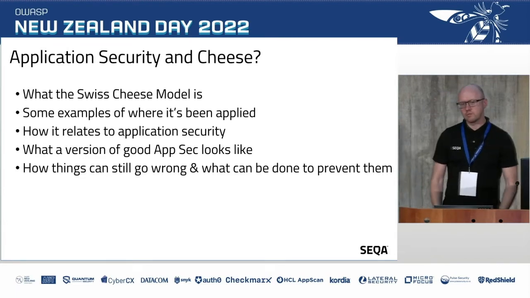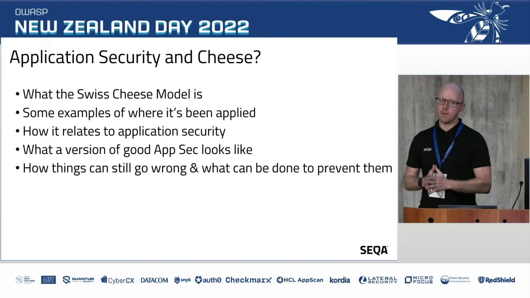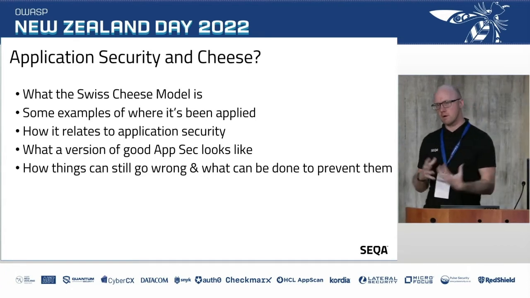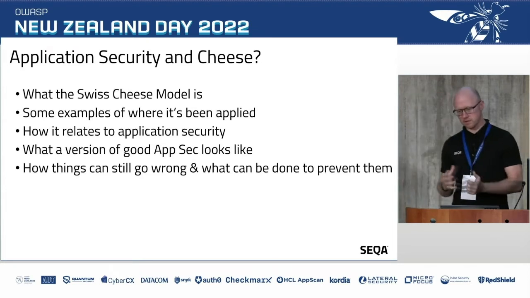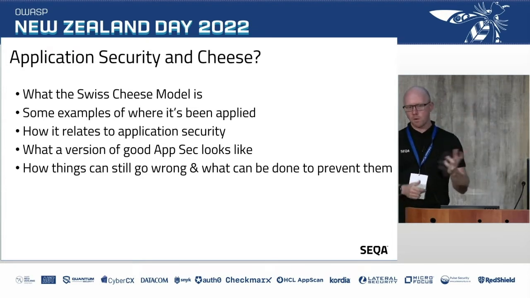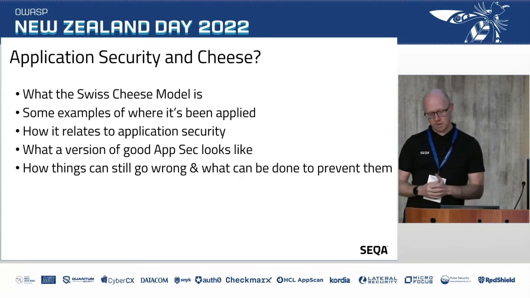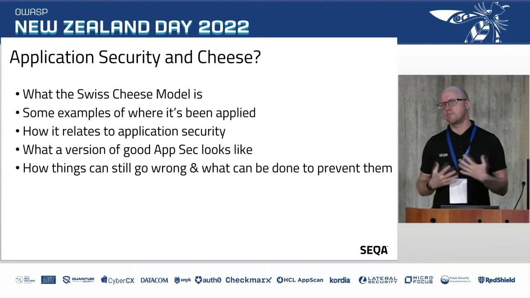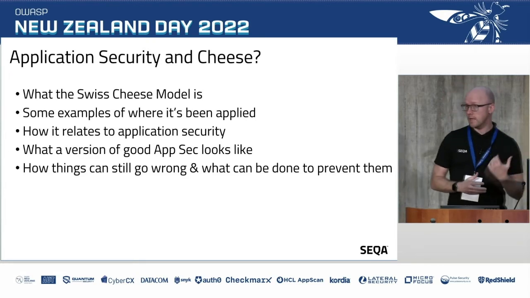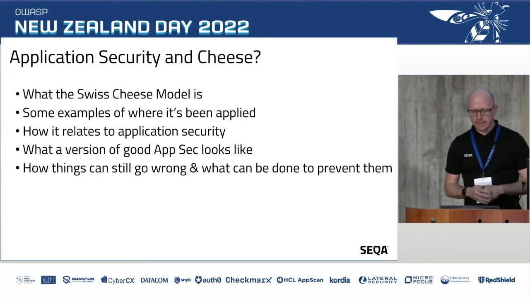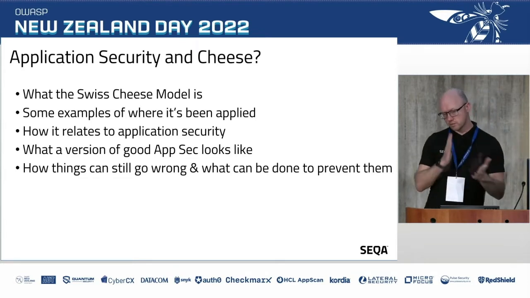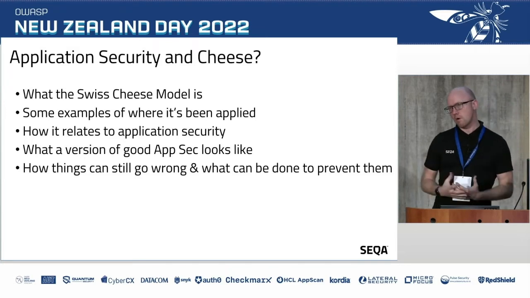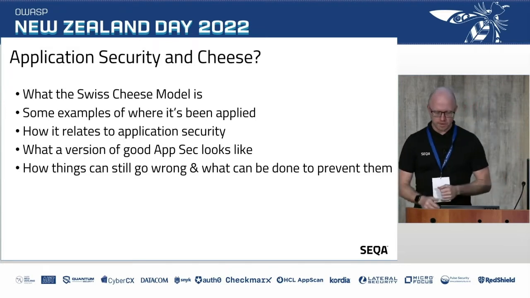So what is the presentation? Really it's around what we can learn by applying the Swiss cheese model to application security, and I'm going to use the model to have a look at some of the human factors in application security. We're going to cover what the Swiss cheese model is and its main features, some examples of where it's been applied, how we can relate it to application security, what good looks like from our cheese board of defenses in application security, and how things can still go wrong and how we can potentially prevent those.